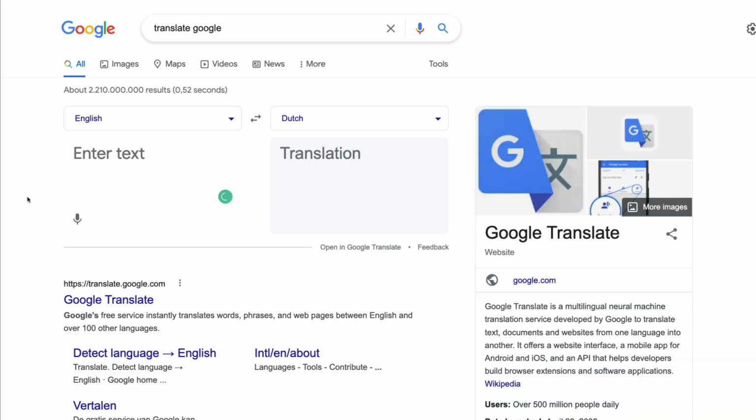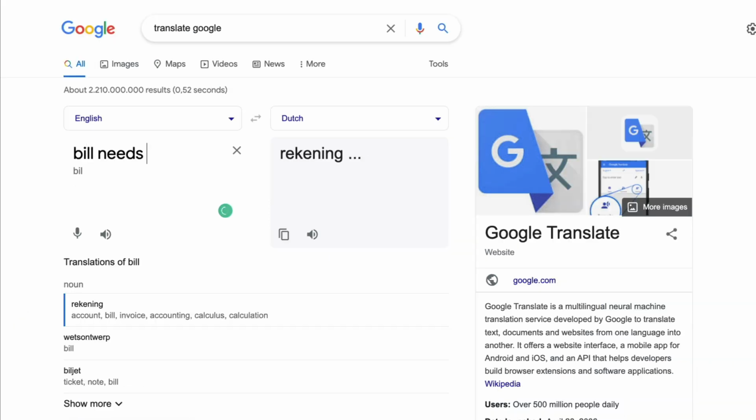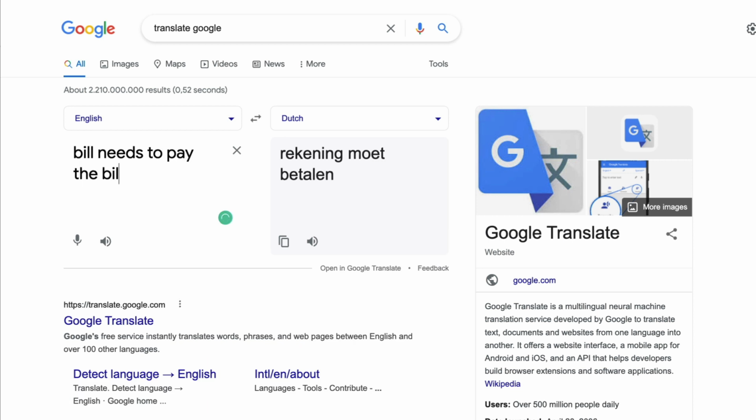And to give a final example of this, let's try Bill needs to pay the bill. You see, the token bill could refer to a name of a person. It could also refer to a bill that needs to get paid, but it can also refer to a piece of legislation. And the way it gets translated is rekening moet de rekening betalen. And rekening here means bill that needs to get paid.